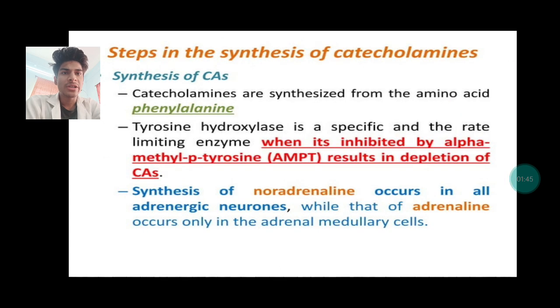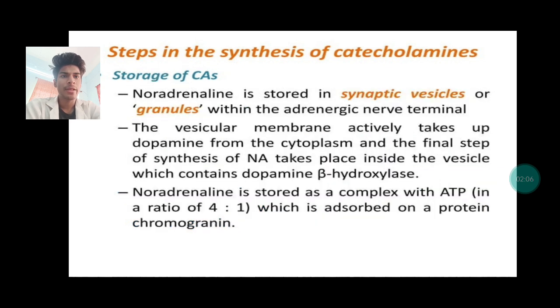So first step is synthesis. Catecholamines are synthesized from the amino acid phenylalanine. Tyrosine hydroxylase is the specific and rate limiting enzyme. Synthesis of noradrenaline occurs in all adrenergic neurons, while that of adrenaline occurs only in the adrenal medullary cells.